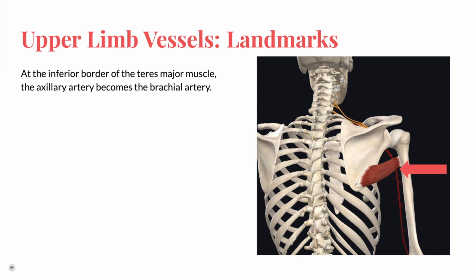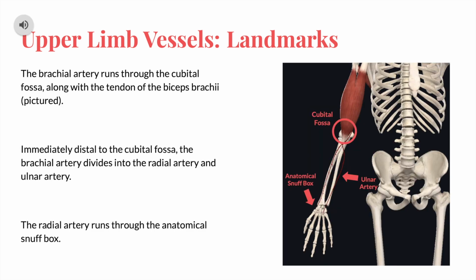Here we see the teres major muscle isolated. The inferior border of this muscle is where the axillary artery becomes the brachial artery. As we follow the path of the brachial artery, we see that it runs through the cubital fossa. Remember that the contents of the cubital fossa from lateral to medial are the tendon of the biceps brachii, the brachial artery, and the median nerve. After running through the cubital fossa, the brachial artery turns into the ulnar artery and the radial artery. The radial artery runs through another landmark that we already know, which is the anatomical snuff box.